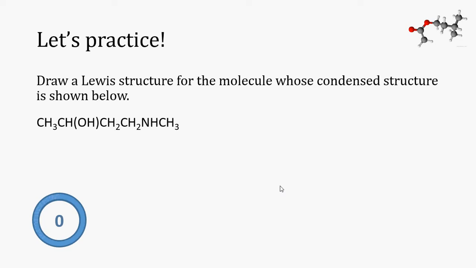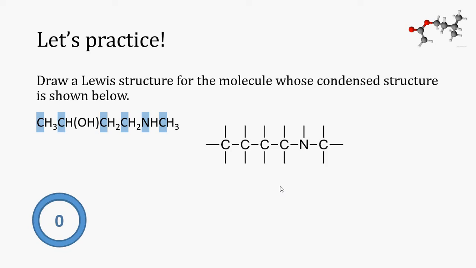Alright, let's work this one out. We can start from the left and figure out which atoms are in the main chain of the molecule. I've highlighted the carbon, carbon, carbon, carbon, nitrogen, carbon as the main chain of the molecule in blue. Then we draw those atoms out with their valences.